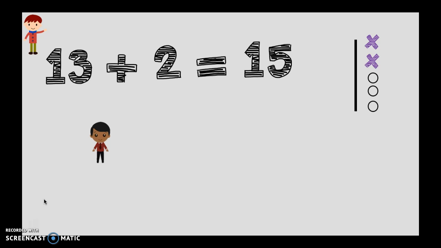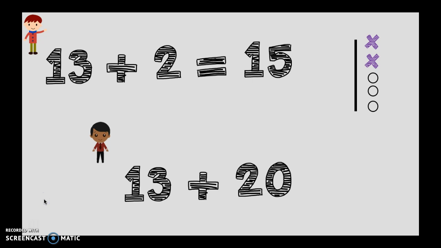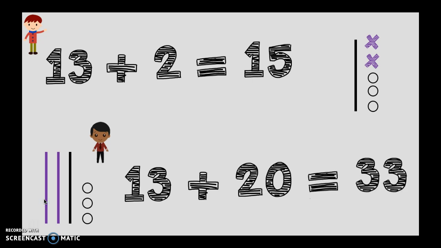But then when Bruce went to do his problem, he had 13 plus 20. So he started with his good picture, 13. But is he going to add 2 more tens? No. And see, that's what I forgot. He wasn't adding ones, he was adding tens. So now what's his answer? 10, 20, 30, 31, 32, 33. 33.